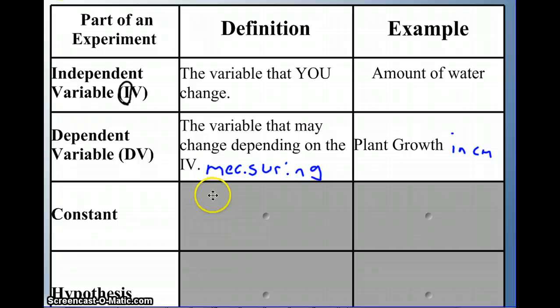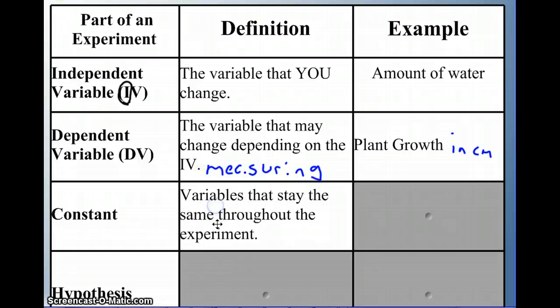Constants. Now constants are important. Constants are the variables that stay the same throughout an experiment. These are important because if you have everything change, or if you have multiple things changing, you don't really know what is causing your results. So you want to change one thing at a time and keep everything else constant. Keep all other variables constant.